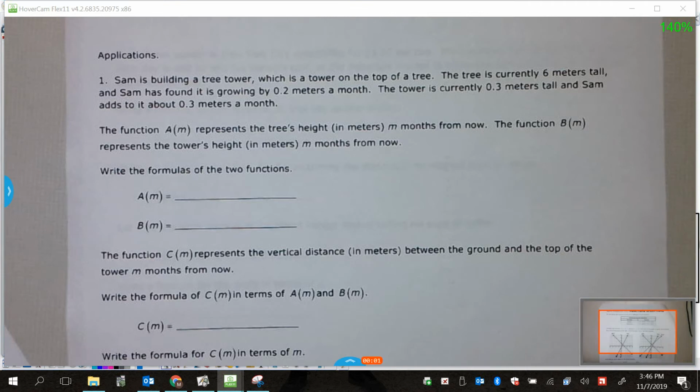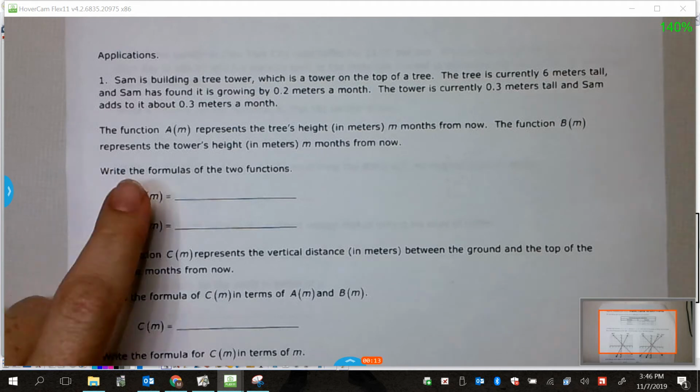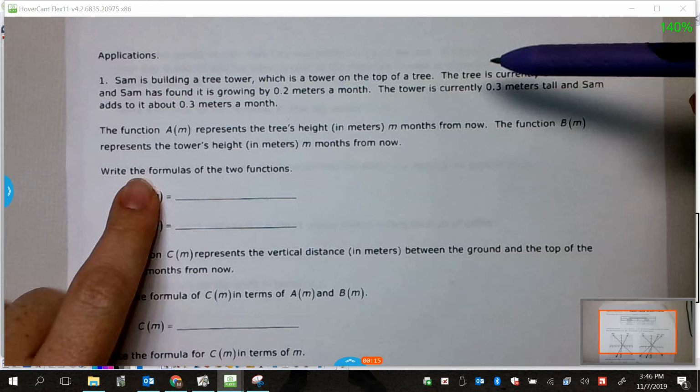Okay, now the word problem helps. So I want you to make sure that you're reading these in full. Okay, coming up with your equations. Remember, a slope is what's happening over and over and over again. Okay, on this one, we're talking about a tower and a tree.